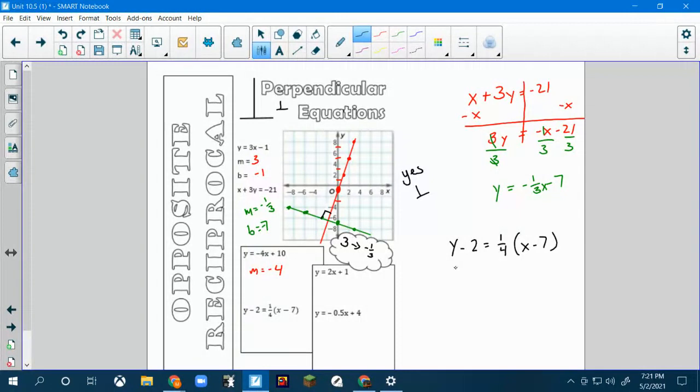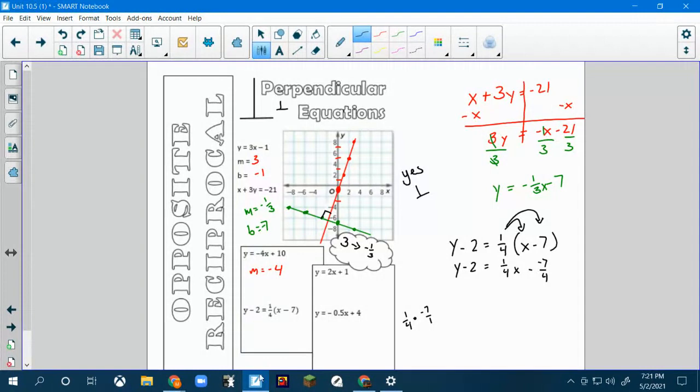Let's distribute. Y -2 equals 1/4 times x, and 1/4 times -7. Well, what's 1/4 times -7? That would be, I'll show you over here, 1/4 times -7/1. We just multiply straight across. Becomes -7/4.